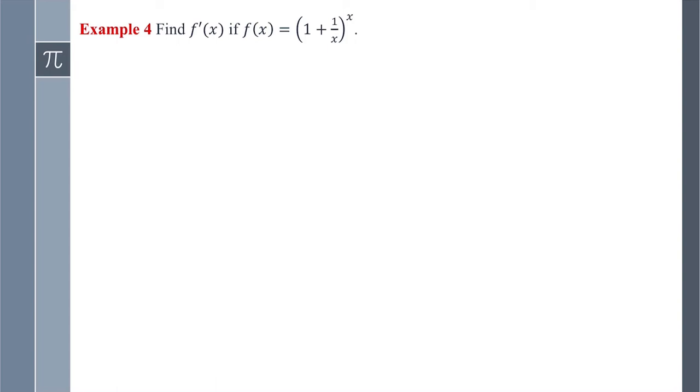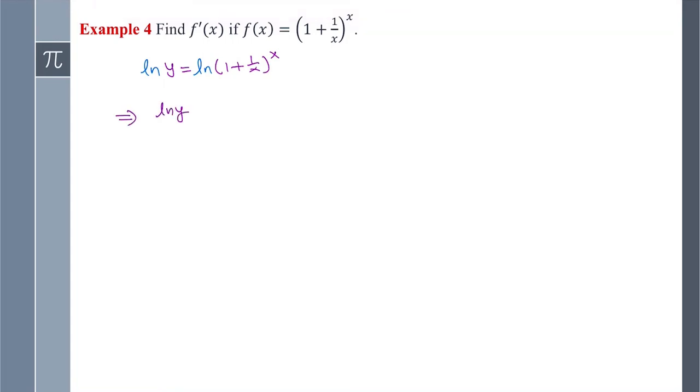Now let's look at another example that involves a similar type of function. Here again, we have a function raised to a function, or a variable raised to a variable, okay? So again, we have to use logarithmic differentiation here. So we'll take log on both sides, or specifically we'll take the natural log. So let's write y equals 1 plus 1 over x to the x, and we are going to take natural log on both sides.